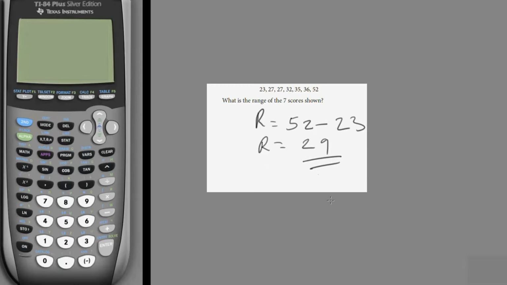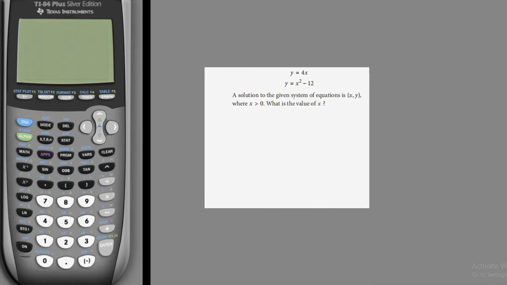Let's go to the video, guys. In this video, we're going to learn how to solve this short math problem fast. Alright, so let's look at the problem and solve it together. The question says we have y equals 4x, y equals x squared minus 12. The solution to the given system of equations is (x, y), where x is greater than 0. What is the value of x?